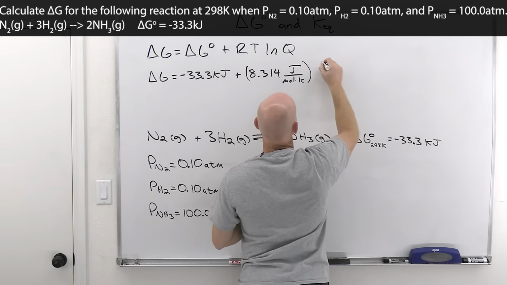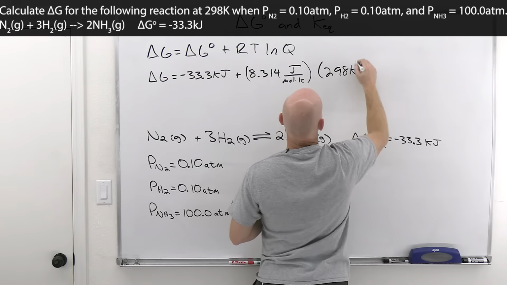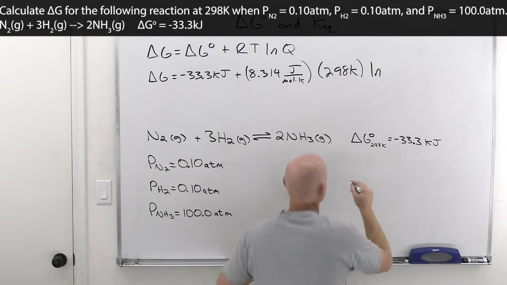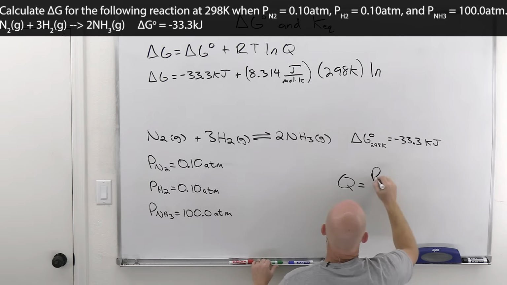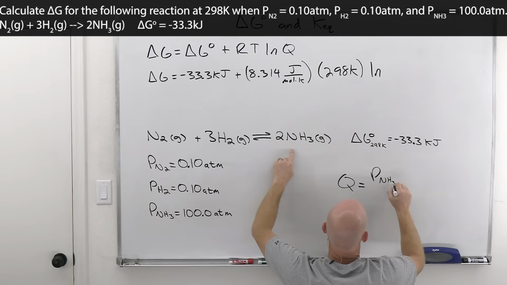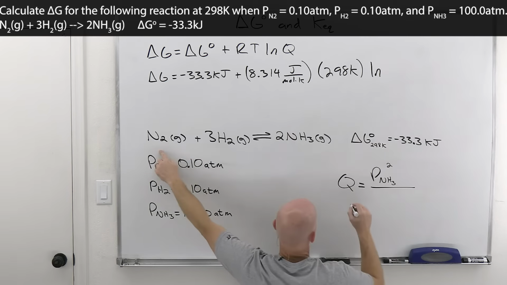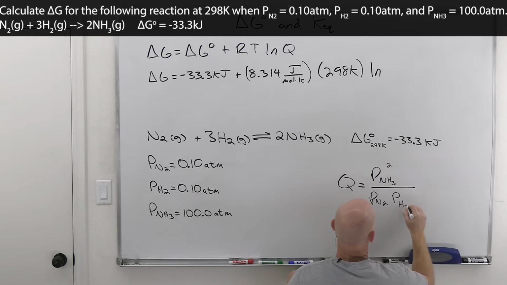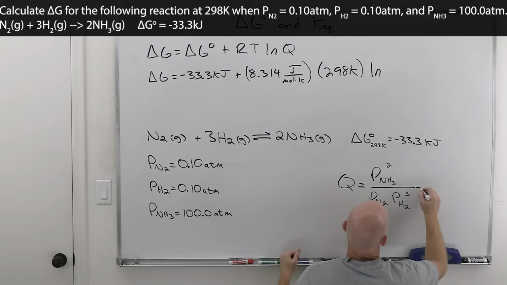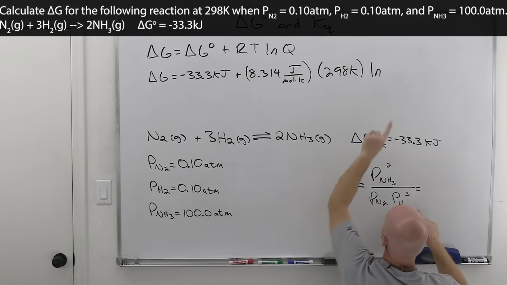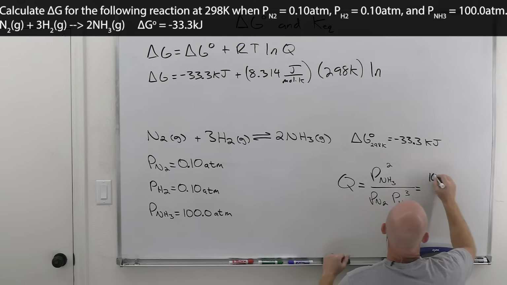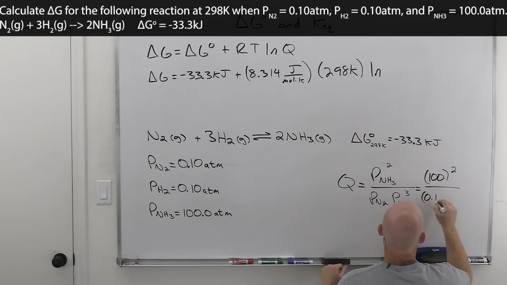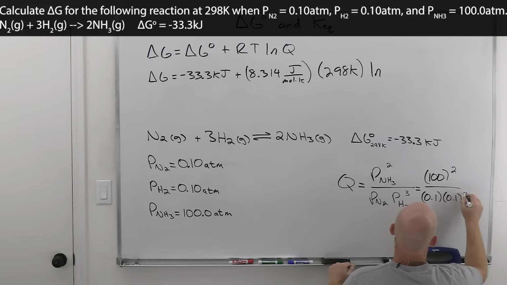But temperature here is 298 Kelvin. And then we've got ln of Q here. If you look at this reaction, we'll write this off to the side, but Q is going to equal the partial pressure of ammonia squared, all over the partial pressure of N2, all over the partial pressure of H2 cubed. So in this case, maybe we'll just calculate it off to the side and insert it up there. So that's going to be 100 squared all over 0.1 times 0.1 cubed.